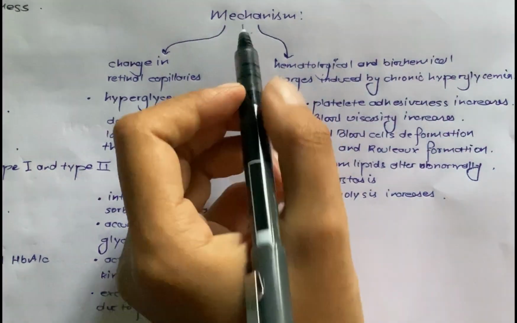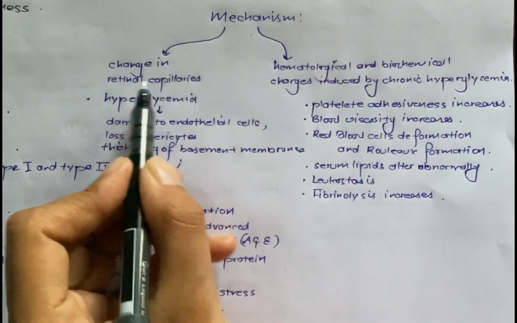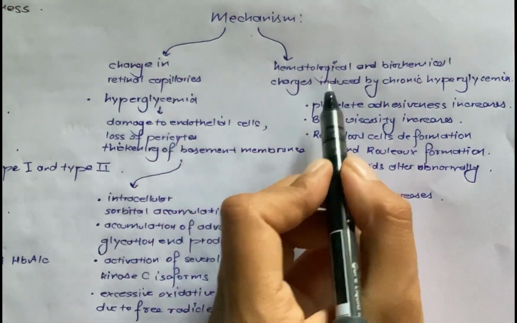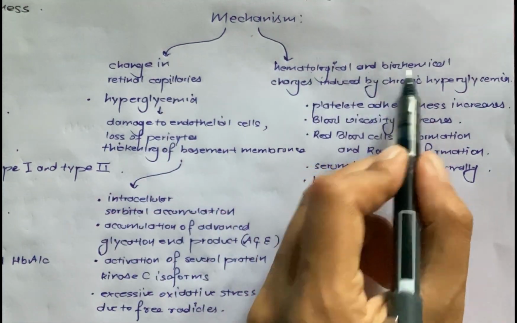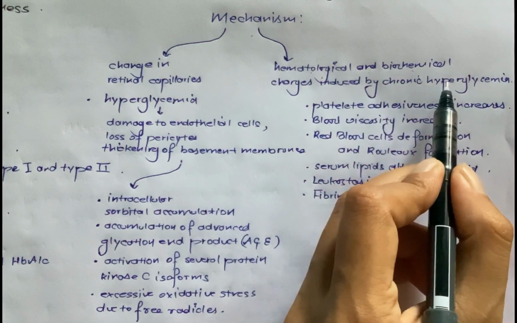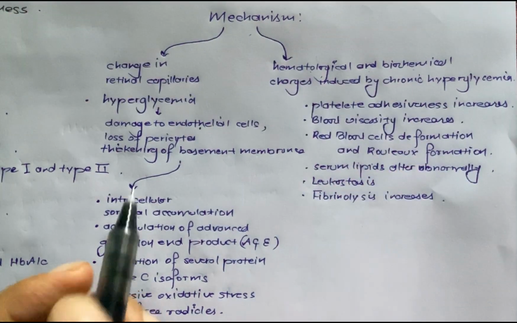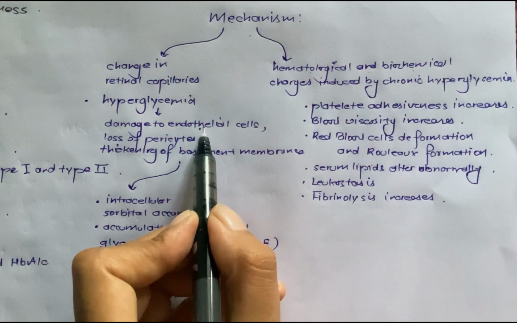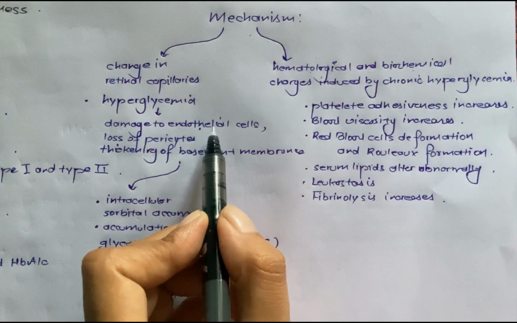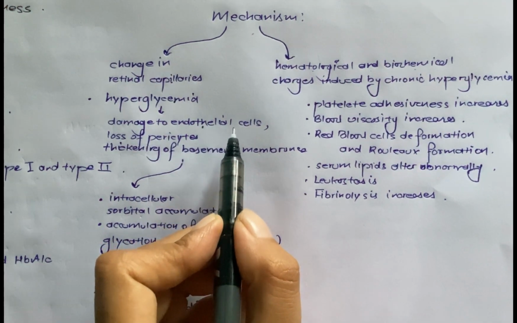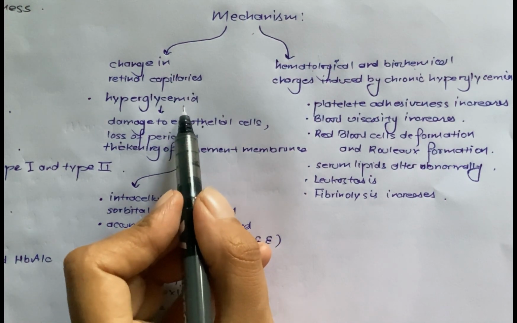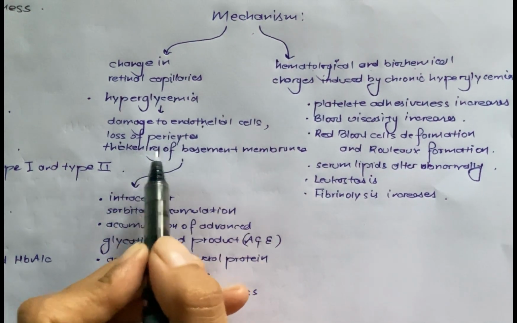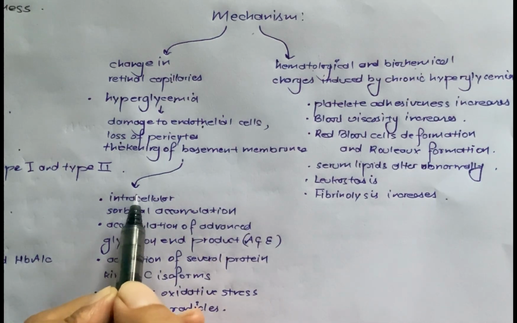Now talking about the mechanism, there will be change in retinal capillaries due to hyperglycemia, and there will be hematological and biochemical changes induced by chronic hyperglycemia. The inner lining of the blood vessels is known as endothelium, and prolonged exposure to high level of glucose can impair the endothelial function, reducing its ability to regulate blood flow and maintain vascular tone. And hyperglycemia can also lead to loss of pericytes and thickening of the basement membranes by the following effects.